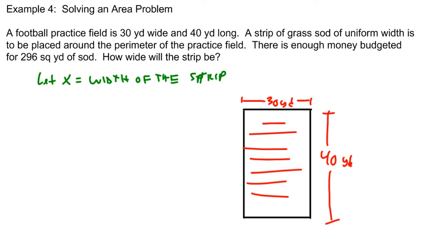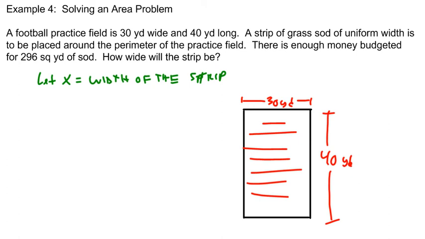Now a strip of grass, sod of uniform width, is going to be placed around the perimeter of the field. So there's going to be a strip of grass placed around the field, a nice little strip that goes all the way around. And they only have enough money for 296 square yards of sod. We want to figure out how wide the strip should be.